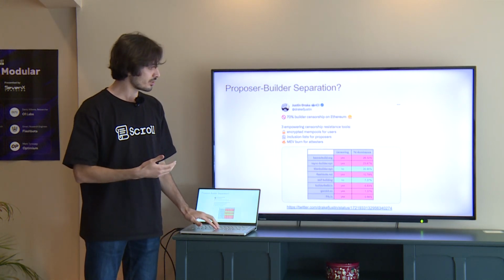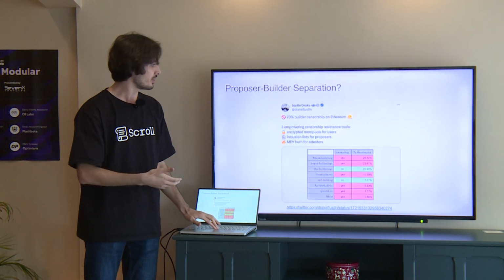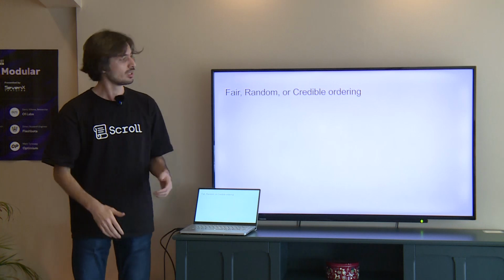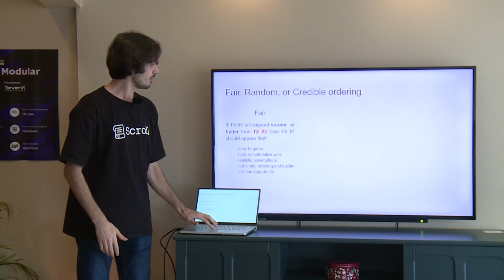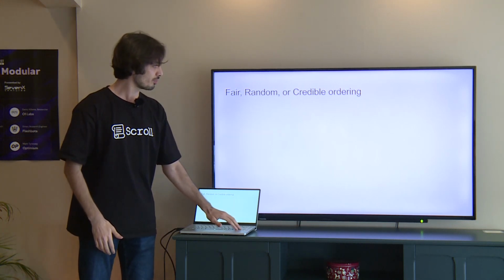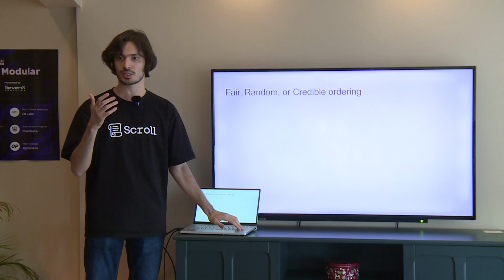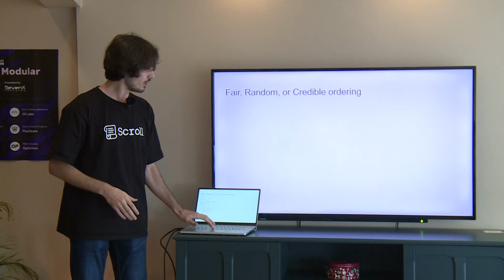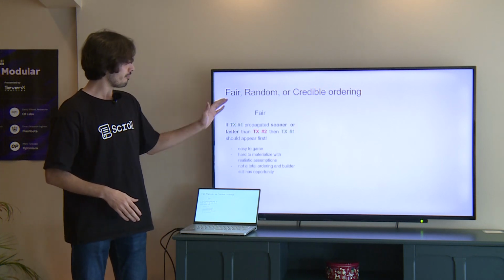The other solution is to somehow fundamentally change this dynamic. So there are a few proposals to do this. Some of these proposals solve censorship, some of them attempt to solve MEV only, okay? I will go through this. So the first class is fair ordering.